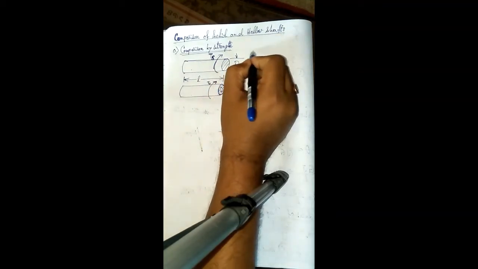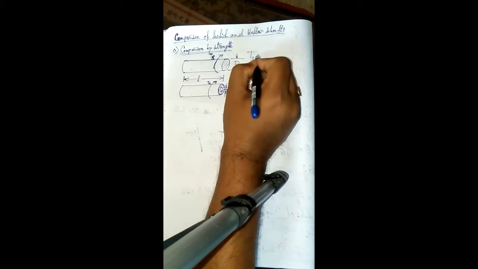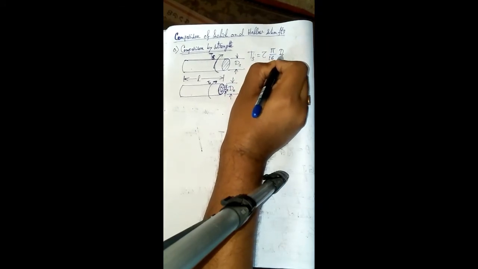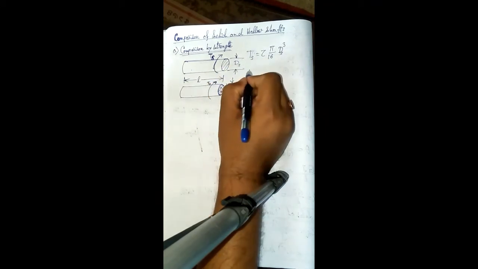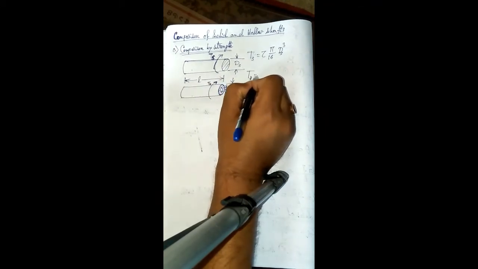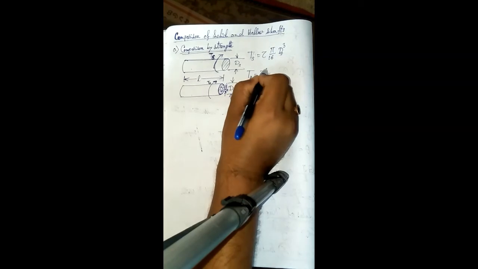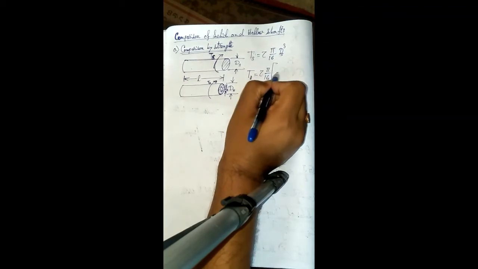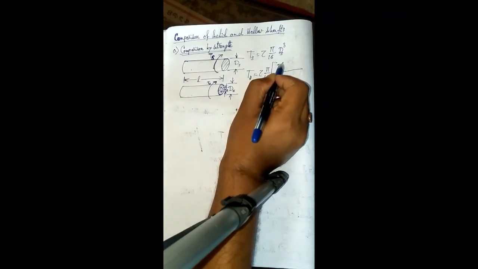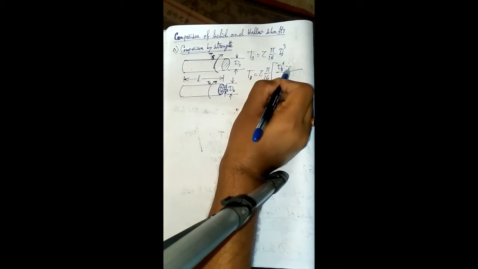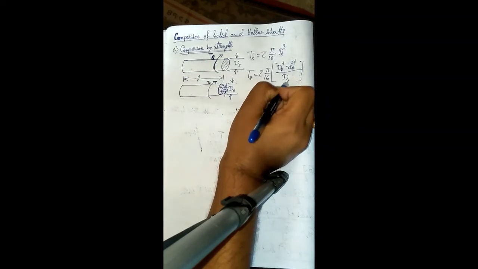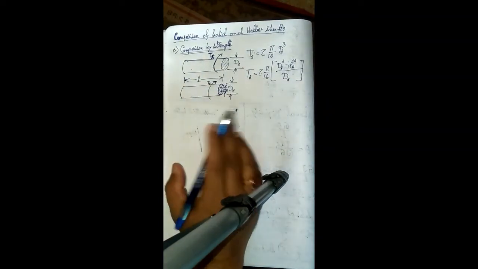So now we can write ts is equals to, we already know that, tau into pi by 16 ds cube, and th for hollow shaft is equals to tau into pi by 16 into capital DH to the power 4 minus small dh to the power 4 divided by capital DH.